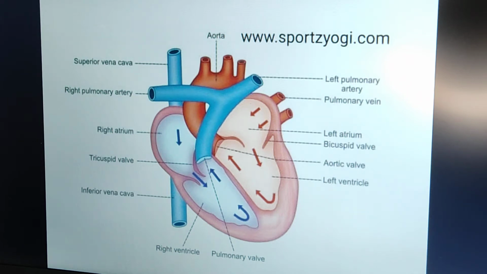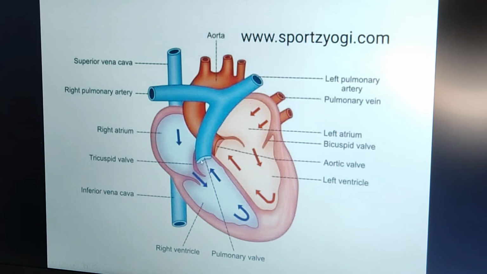Coming to the valves, it has 4 valves: tricuspid valve, bicuspid valve, pulmonary valve and aortic valve. The tricuspid valve is present between the right atrium and right ventricle. This is the tricuspid valve. And the bicuspid valve is present between the left atrium and the left ventricle.